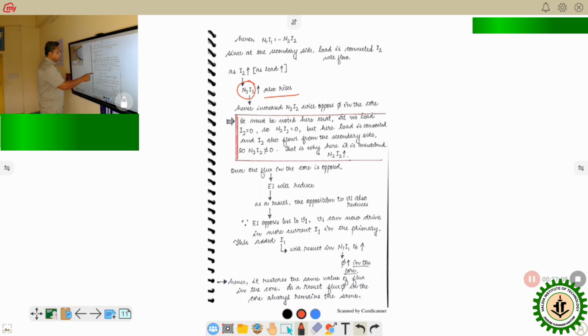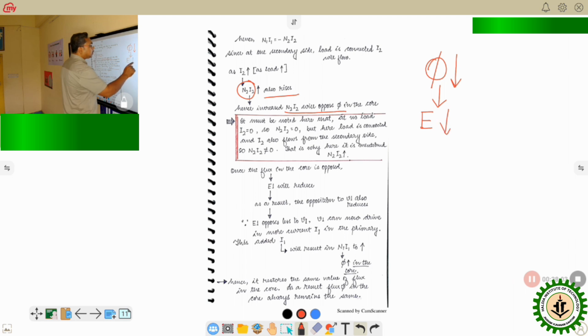Now, if I2 N2 rises, what will happen? Previously I told that N2 I2, the secondary MMF, will oppose the primary MMF. So what is the effect of it? Flux in the core will be opposed, which means flux cannot flow easily inside the core. Now try to understand: if the flux is opposed, the flux will reduce. If the flux reduces, the EMF induced will reduce.